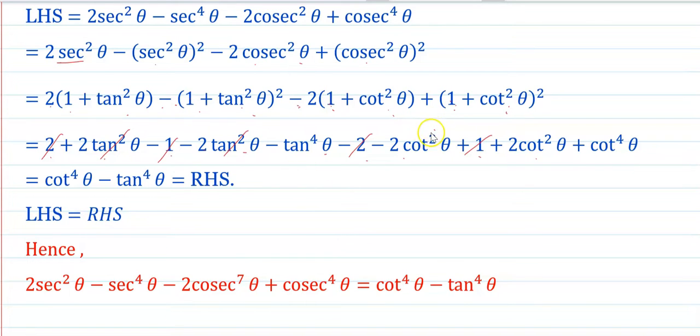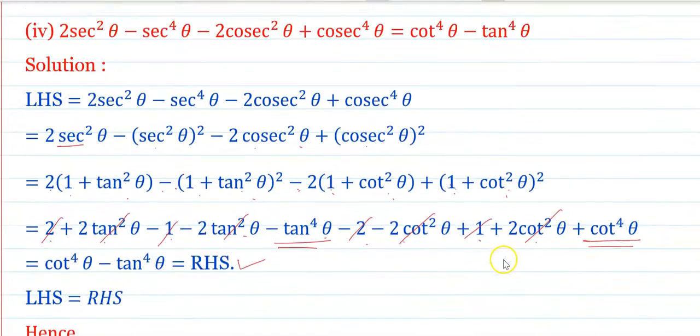And what are the remaining terms? Minus 2 cot square theta plus 2 cot square theta also get cancelled. The remaining terms are cot theta raised to 4 minus tan theta raised to 4, and hence cot theta raised to 4 minus tan theta raised to 4. This is nothing but the RHS, and hence the result. Therefore, the LHS is equal to RHS. Okay, simple.